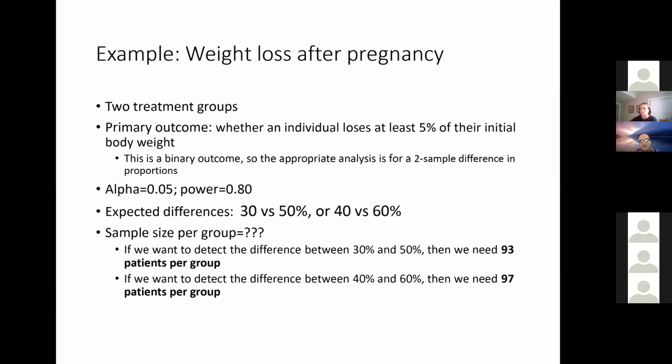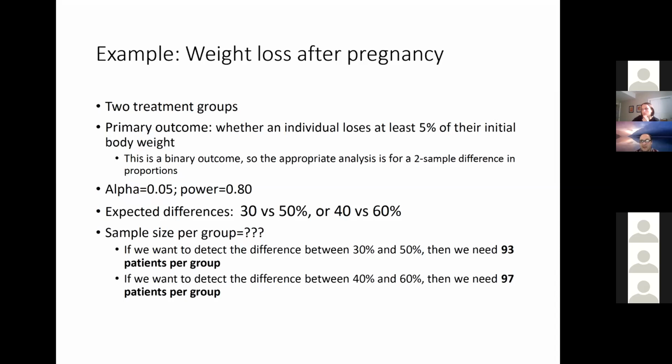So, an example: weight loss after pregnancy. We have two treatment groups, and our primary outcome is whether an individual loses at least 5% of their initial body weight. So this is a binary outcome. And that's a little bit tricky because we have this 5% threshold. Weight loss itself is continuous, but this is a thresholding of that. So this is yes or no, does somebody lose at least 5% of their initial weight?